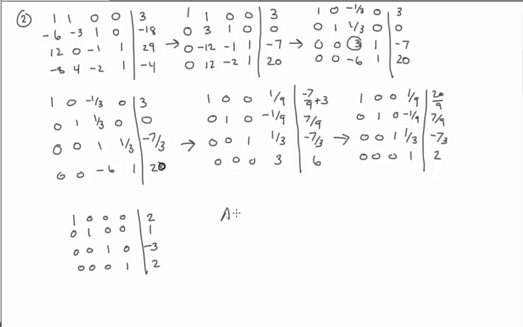A is 2, B is 1, C is -3, and D is 2, which would finalize the decomposition, which is the big picture here. The thing we really want to do is be able to decompose larger fractions.